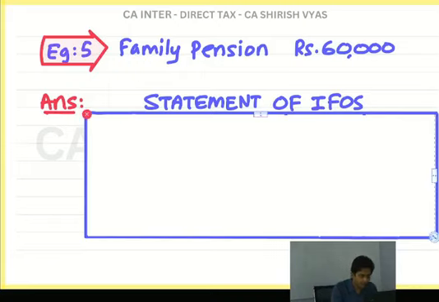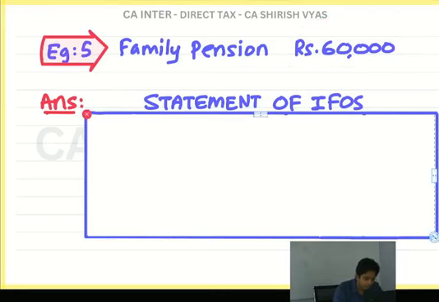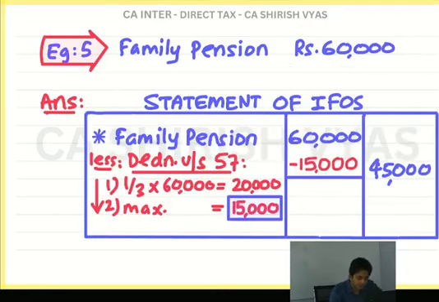See how I presented. In my example here it is how much? 60,000. So calculate what will be the answer. First I will write 60,000 in the inner column. Then notice what I have written: deduction under section 57. One third. See, one third is a fixed rule. Or 15,000. The lower of the two. So one third is 20,000. 15,000 is a fixed amount. Lower of the two is 15,000. That you minus from the outer one, 45,000.